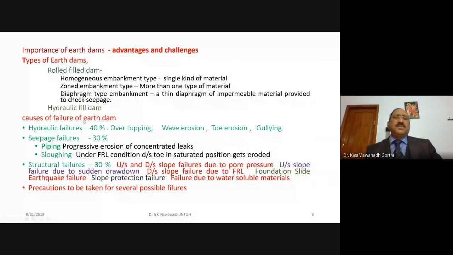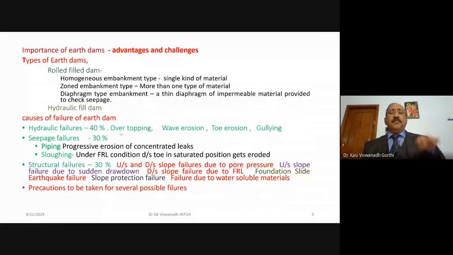Basically, there are three types of failures: hydraulic failure, seepage failure, and structural failure. The 40%, 30%, 30% gives you an indication from the previous history of earth dam failures: about 40% of earth dams fail because of hydraulic failure, about 30% because of seepage failures, and another 30% because of structural failure.